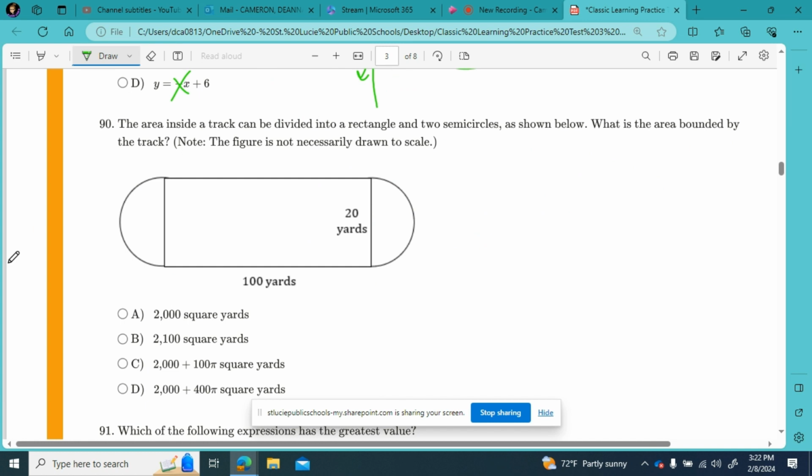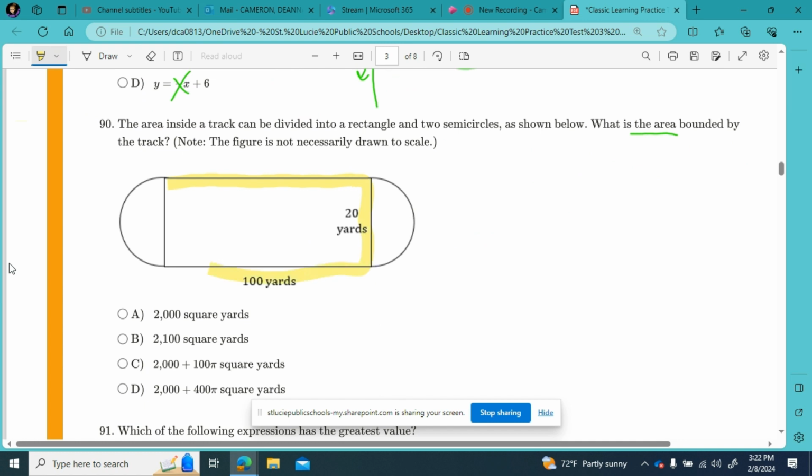Question number 90 says the area inside a track can be divided into a rectangle and 2 semicircles, as shown below. What is the area bounded by the track? Note, the figure is not necessarily drawn to scale. So I want the area of this shape, right? First of all, in the middle, I see a rectangle.